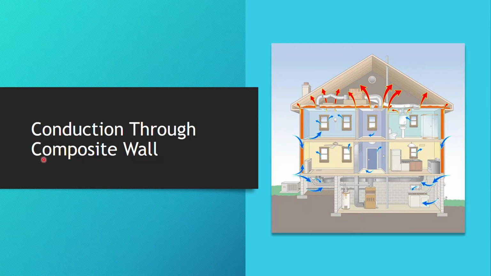So the first part is conduction through composite walls. Composite walls means walls made up of layers of different materials. So the heat penetrating through each layer will be different. The rate of heat transfer will be the same, but the heat penetrating through the different materials is slightly different. So here we have 3 layers.